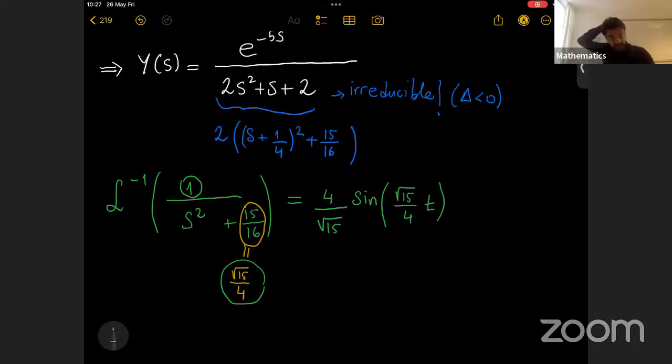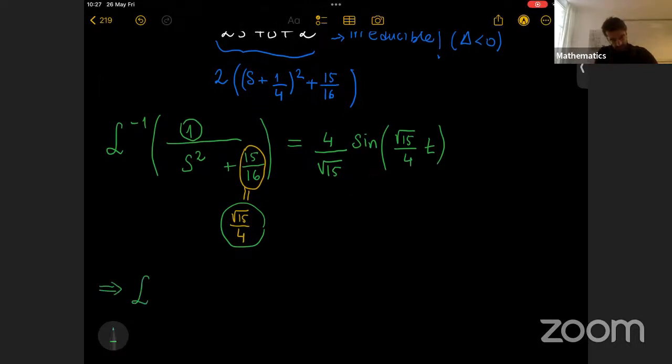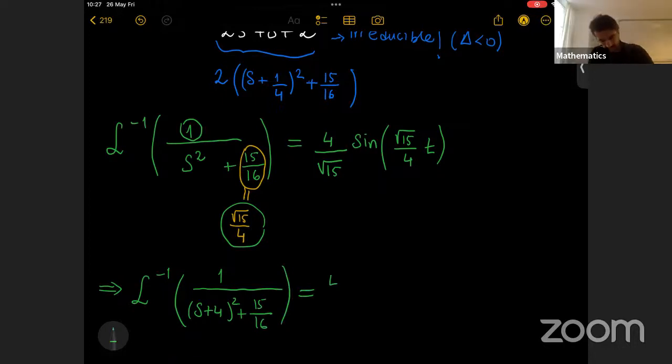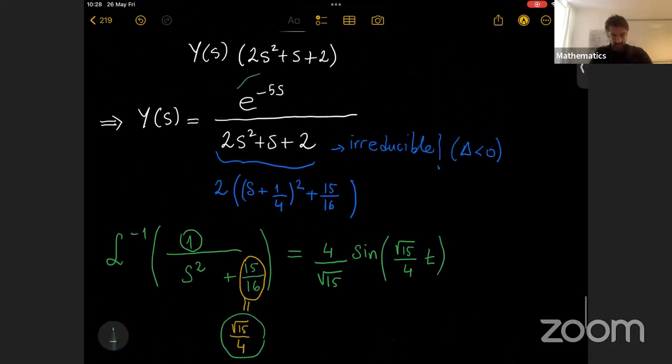But we need s plus 1 over 4 squared, so you shift basically, and this tells you the inverse of 1 over (s plus 1 over 4) squared plus 15 over 16 is the shifting of the Laplace transform. So it's going to be 4 over root 15 times e to the minus t over 4 times sine of root 15 over 4 t, right? We're not done yet because we have here e to the minus 5s. We need to deal with this one as well.